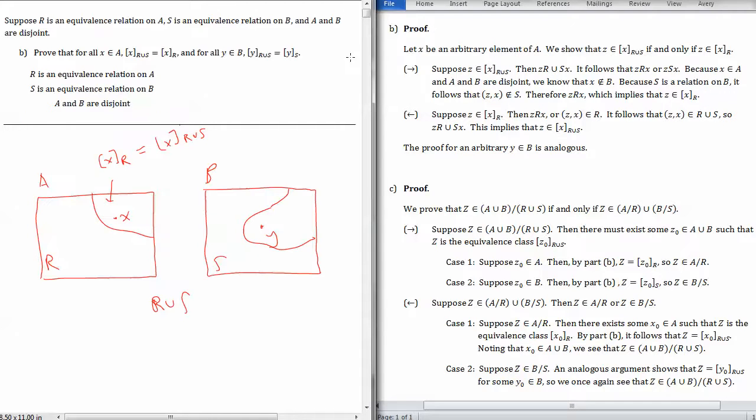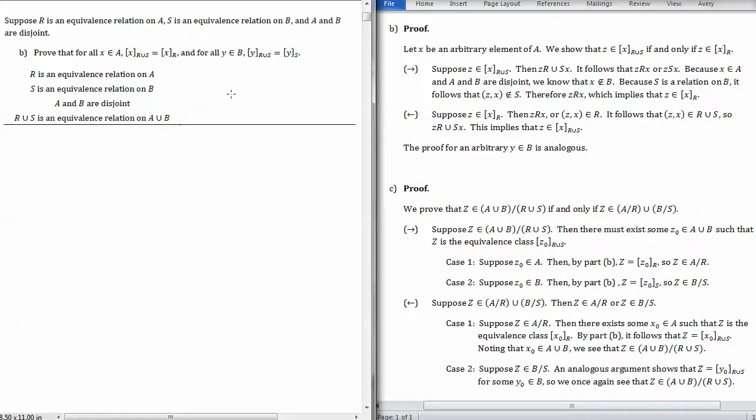We have our equivalence relations, and then we're going to use what we proved in part A, that R union S is an equivalence relation on A union B. And here's our goal. I only need to prove the x one, right? The y one would be exactly the same proof, but with replacing x's by y's and A's by B's and R's by S's.